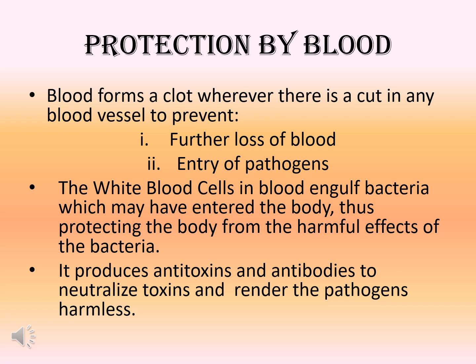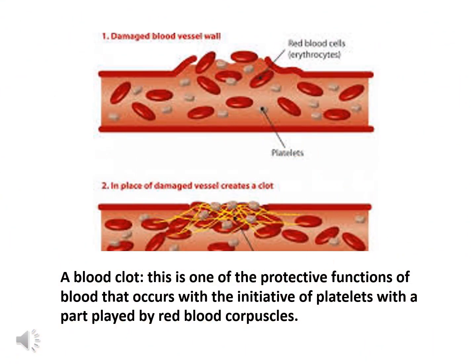The white blood cells in blood engulf bacteria or any other microbe for that matter, which may have entered the body, thus protecting the body from the harmful effects of the bacteria. It produces antitoxins and antibodies to neutralize toxins and render the pathogens harmless. So here is a picture of the process of clotting of blood, which is the first protective function.